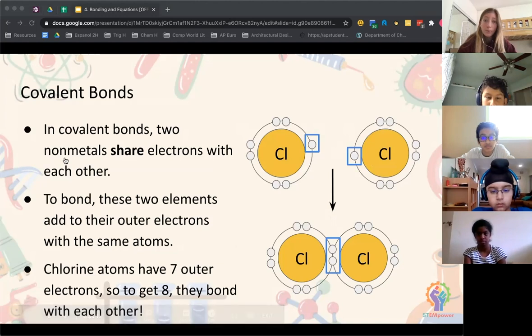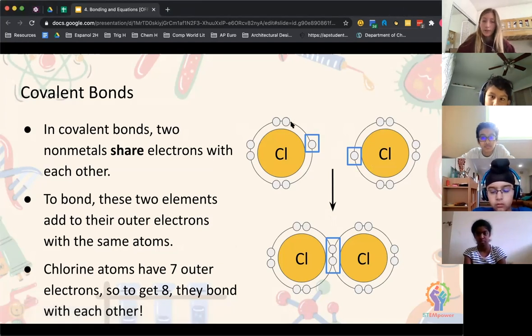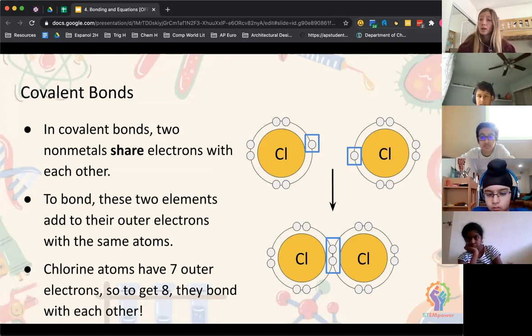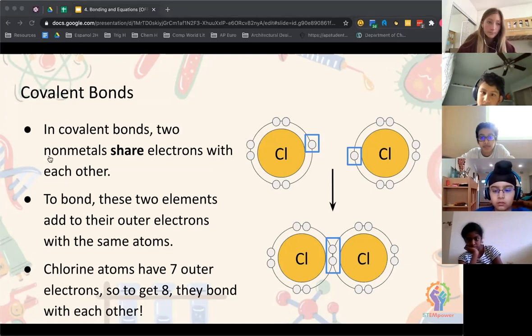All right. But also what's important to remember is that they don't have to be the same element. As you can see, there's 2 chlorine atoms, but they can be from completely different elements. For example, water is hydrogen and oxygen, 2 different elements, but they're also covalently bonded. So covalent bonds happen between 2 nonmetals, and then ionic is 1 metal and 1 nonmetal.